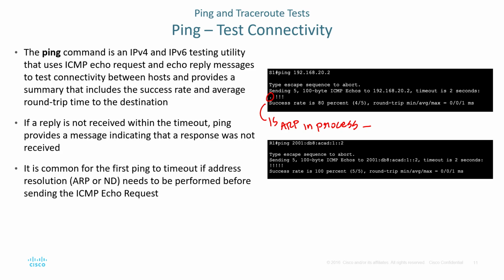If a reply is not received within the timeout, ping provides a message that will indicate a response was not received. It is common for the first ping again to be timed out if address resolution, ARP or ND, needs to be performed before sending the ICMP echo request.